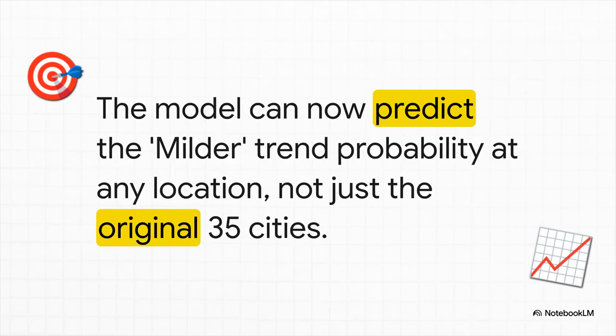And here it is. This is the payoff. We've gone from just putting 35 cities into buckets to creating a predictive map for the entire country. The model can now tell you the probability of that milder trend showing up at any location, and it's learned the geography perfectly. You can see this intense hotspot of the milder pattern right on the Pacific coast, and then you see it beautifully fade away as you move northeast. This is so much more powerful than where we started.